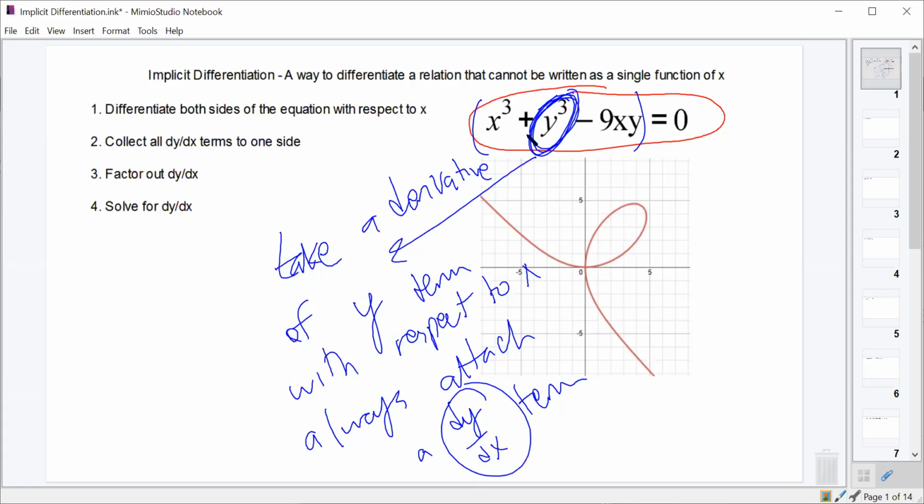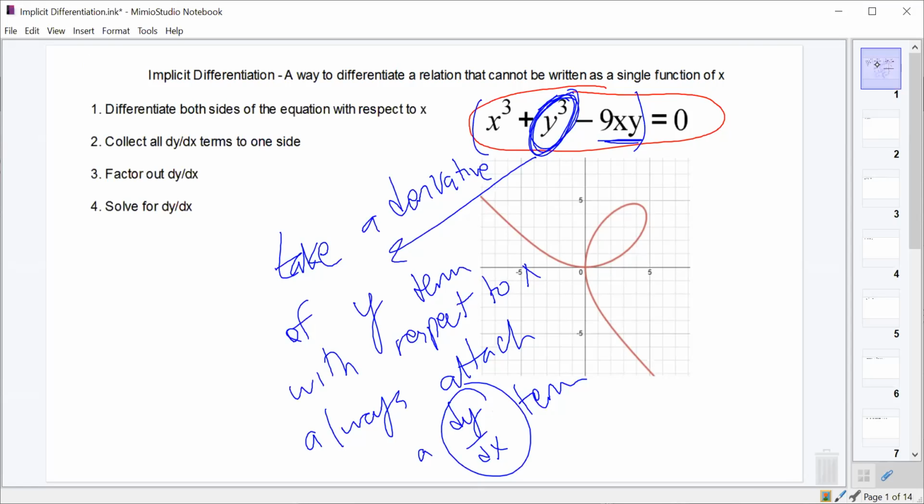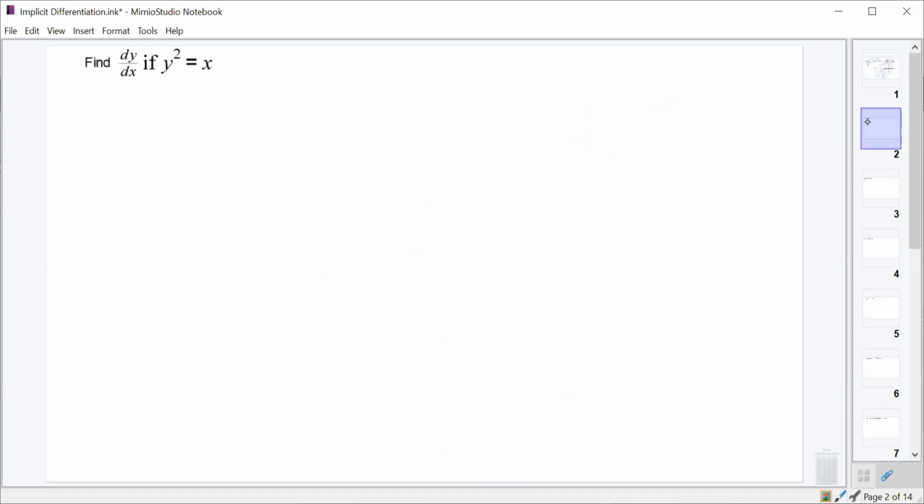Okay. So we're going to start this off with a real easy one that doesn't have something messy like a minus 9xy in it. Oh, sorry, I didn't finish talking about this. Once we've gotten that derivative, then we just need to solve for the dy/dx, and we'll see how to do that. It becomes increasingly more difficult depending on the annoyingness of the equation that I give you, but the first couple won't be too bad. So we want to find the derivative of y squared equals x. We want to find dy/dx.